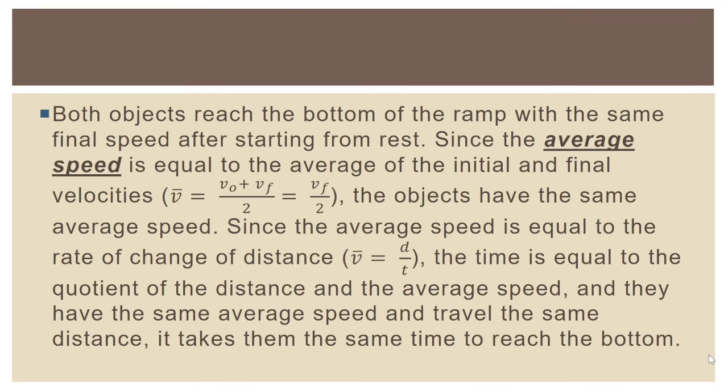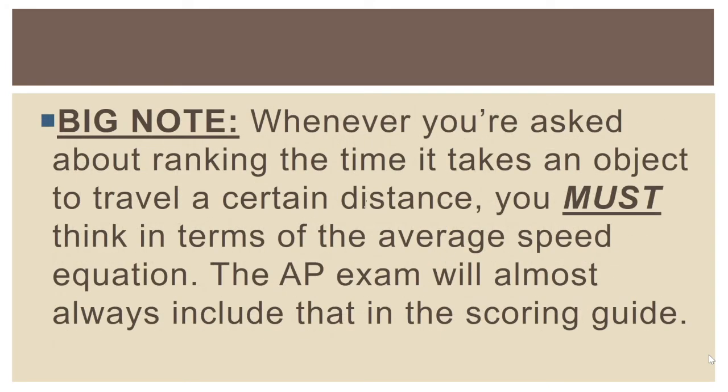Now, this may seem like kind of a weird way to explain this, but I have seen enough AP scoring guides to tell you whenever you're asked about ranking the time it takes an object to travel a certain distance, you must think in terms of the average speed equation. The AP exam will almost always include that in the scoring guide. They're really interested in you talking about the average speed equation. That's something really important to remember. So take a second to pause this video here and write that down. And when you hit play, we'll start to talk about rotation.